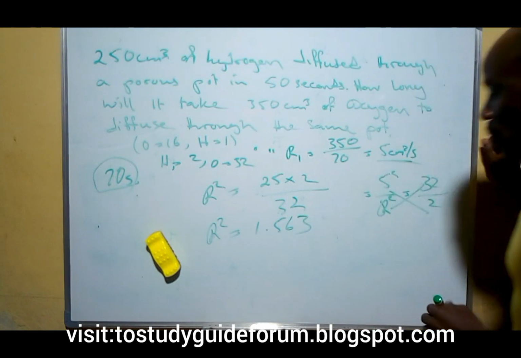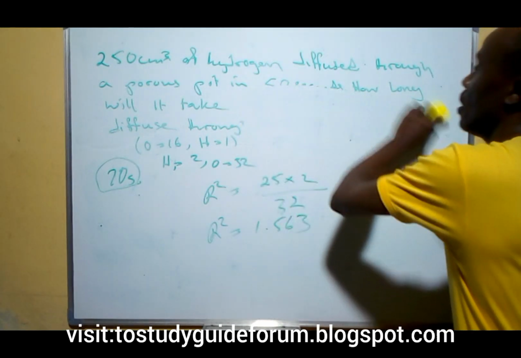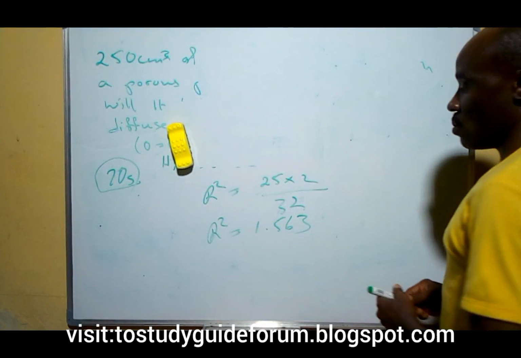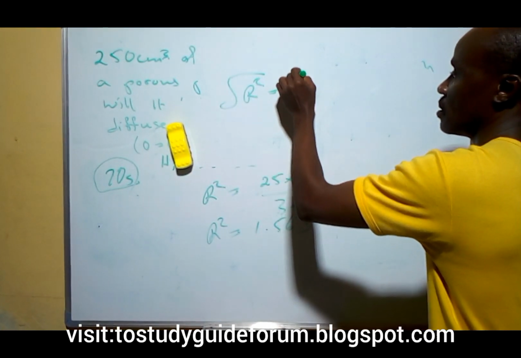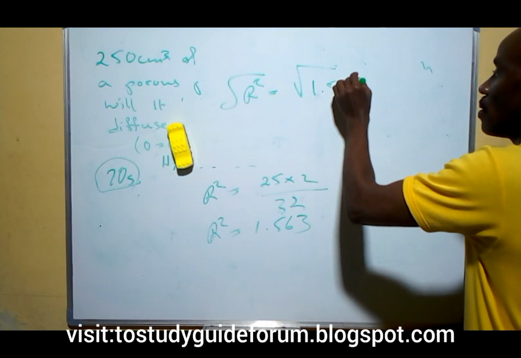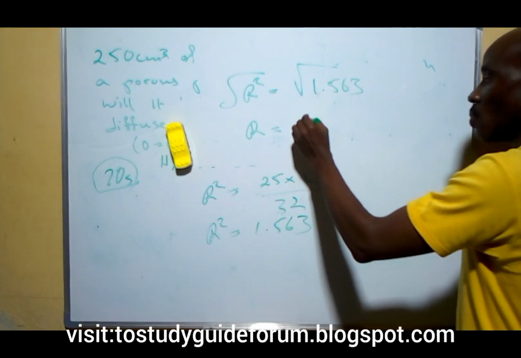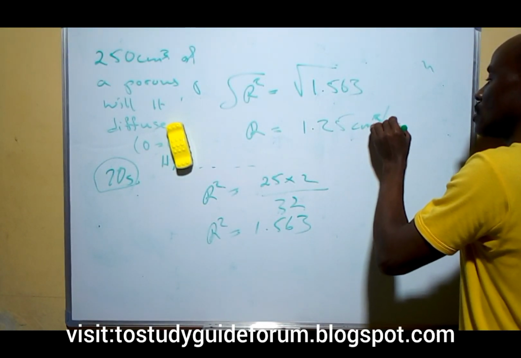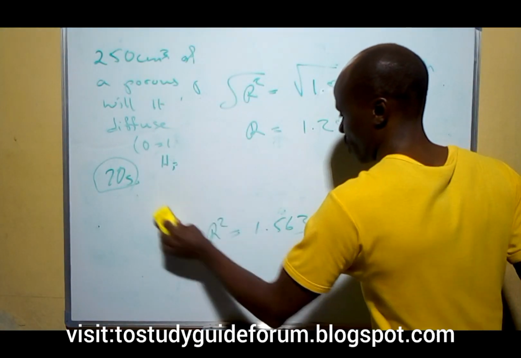1.563. So that is what we have here. And to get the actual rate, we remove this square by taking the square root of both sides. So when we do that, r is equal to 1.25 cm cube per second. So now this is what we have.